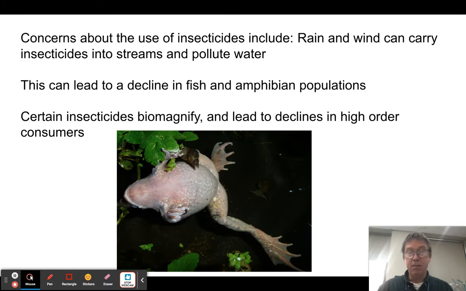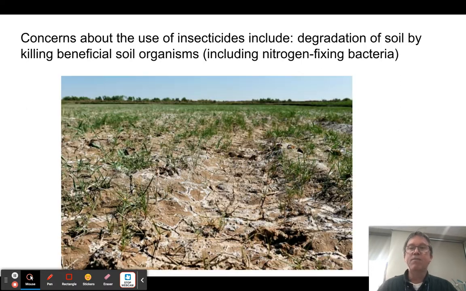Also, they can biomagnify. This is something we're going to be talking about in our next screencast today. We're going to look at two screencasts. And biomagnification definitely is a problem that happens where we end up killing off higher order consumers with our pesticides that we use in fairly small quantities.